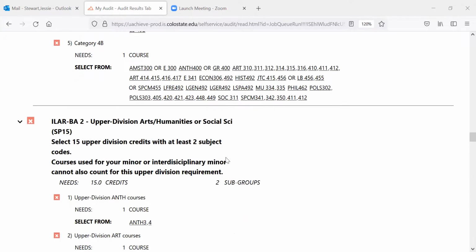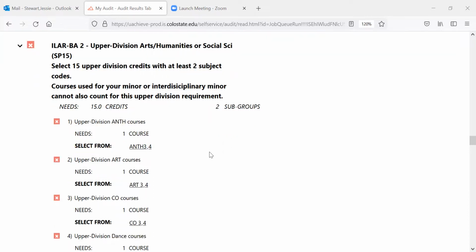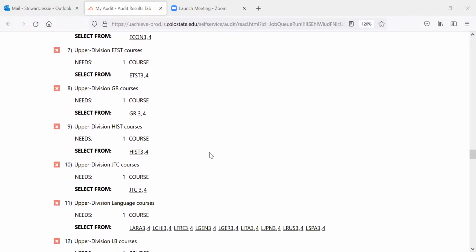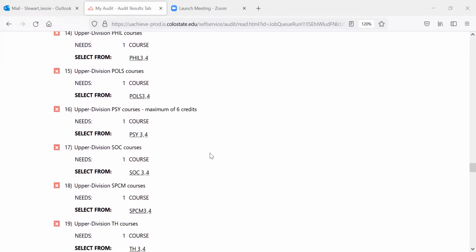I want to move on to the ILAR BA2 category that has this really long list of class options. Because interdisciplinary liberal arts allows students to take classes in so many different departments in the college, they list all of them in this category. You do not have to take all of these. They're just showing you the options. So look at all of these.